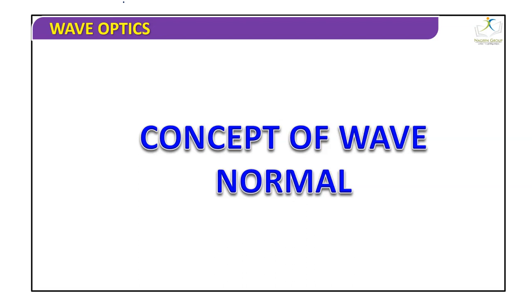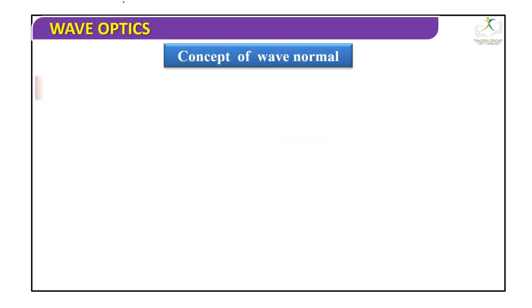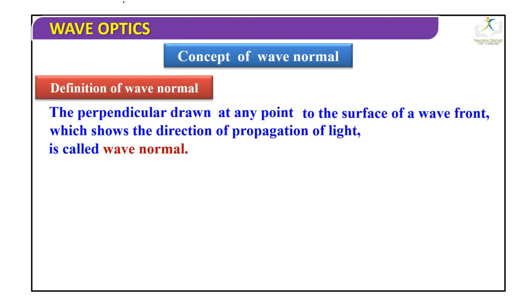Now the concept of wave normal. The perpendicular drawn at any point of the surface of a wavefront, which shows the direction of propagation of light, is called the wave normal. Like this is a point source, this is a wavefront, and we draw a perpendicular on it.